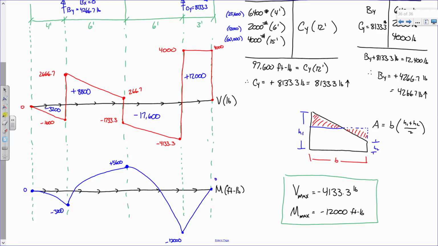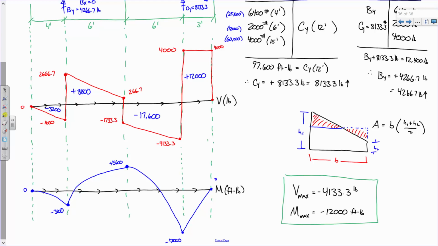Positive, negative shears really can change whether I look at the beam like this or I look at the beam like this. But in the end, the beam is still seeing the same thing. So positive versus negative shears doesn't really matter. Okay?